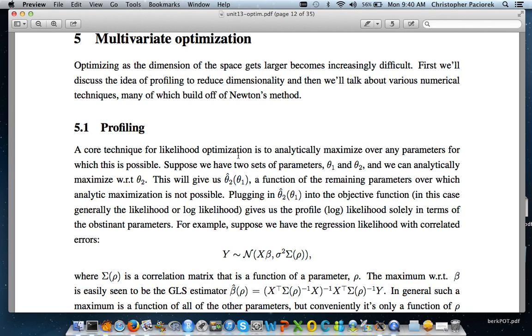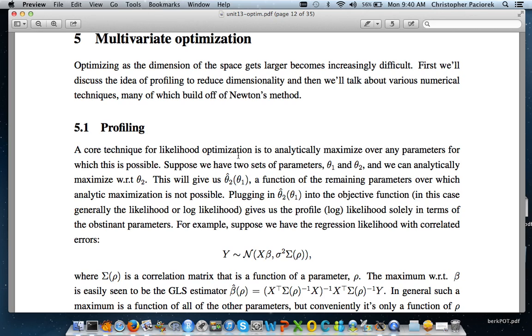We know that beta hat, as a function of rho, it turns out sigma squared disappears when you maximize with respect to beta. It'll come back in a second. We know that beta hat is this expression, where this is a function of the data and the x's and the unknown rho. Okay. So let's see how we'd actually do this.